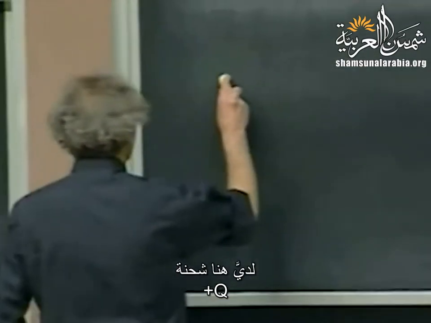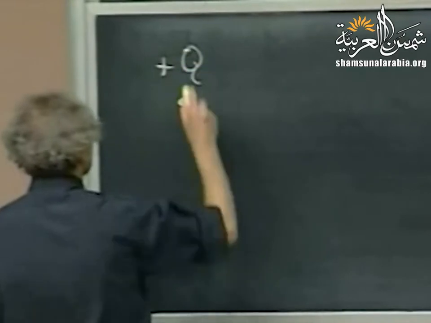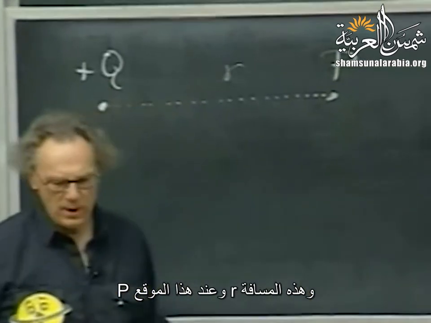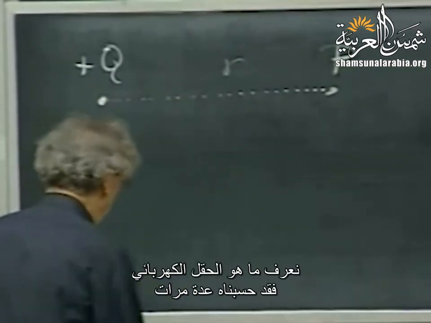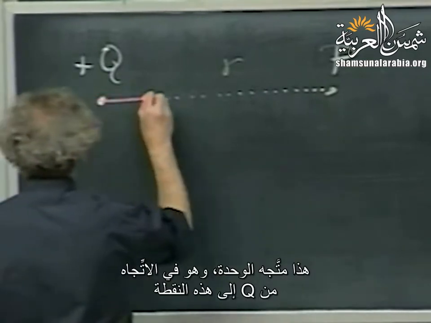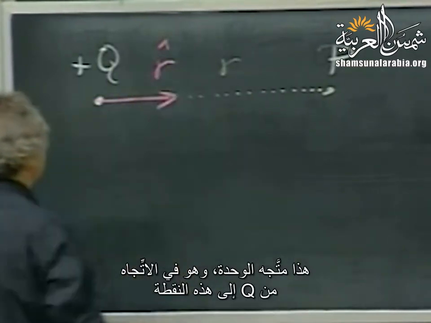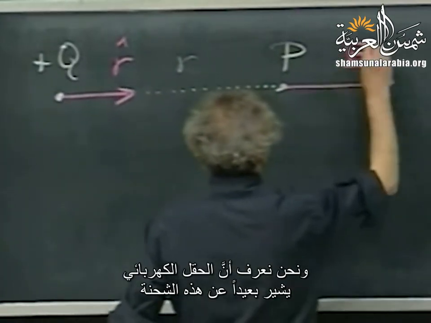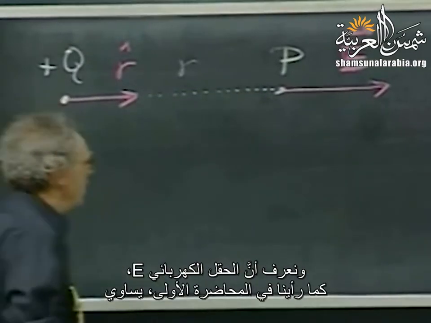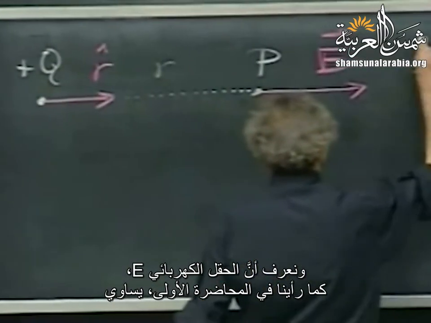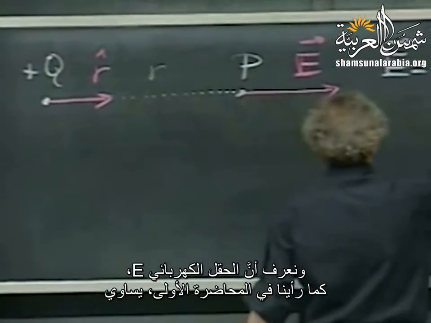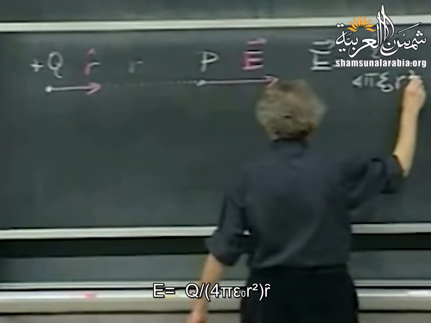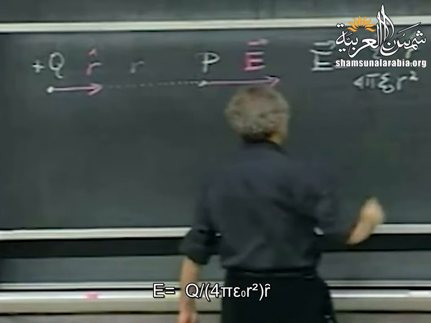I have here a charge plus Q, and at a distance r, at that location P, we know what the electric field is. We've done that a zillion times. This is the unit vector in the direction from Q to that point, and we know that the electric field is pointing away from that charge, and we know that the electric field E, we've seen that already the first lecture, is Q divided by 4 pi epsilon 0 r squared in the direction of r roof.